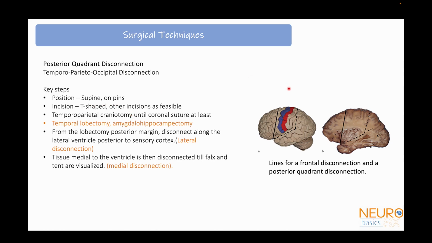Do a temporoparietal craniotomy. It is important to go all the way up to the coronal suture so the motor cortex is exposed. Once you identify the motor cortex and sensory cortex, you can go ahead and do a temporal lobectomy, remove the amygdala and the hippocampus, and from the posterior part of your lobectomy, just go ahead and disconnect this entire segment over here. So you have to do a lateral disconnection and a medial disconnection. Lateral disconnection is from the cortex all the way down to the ventricle. From that ventricle onwards up till the falx medially and the tentorium inferiorly is the medial disconnection.